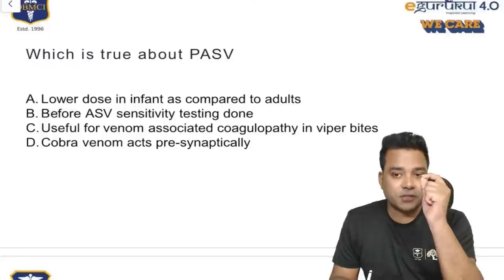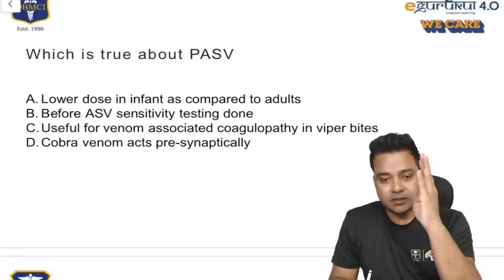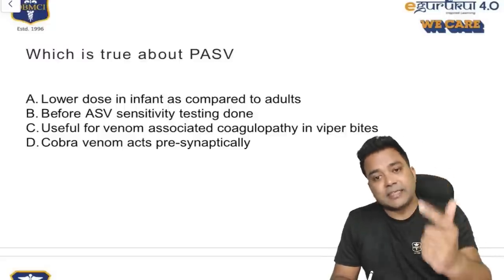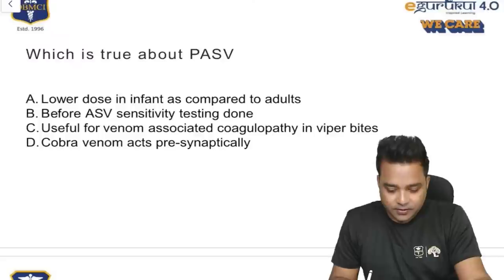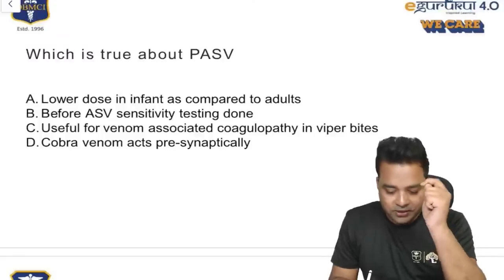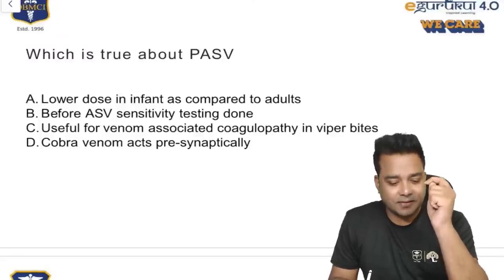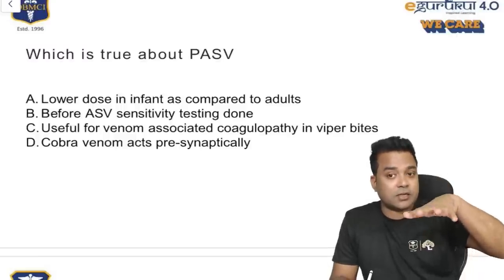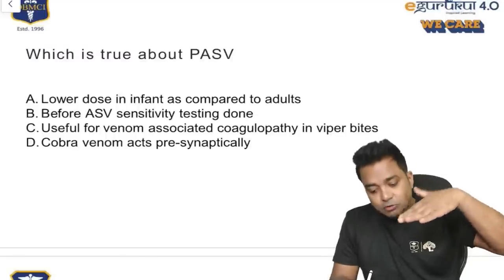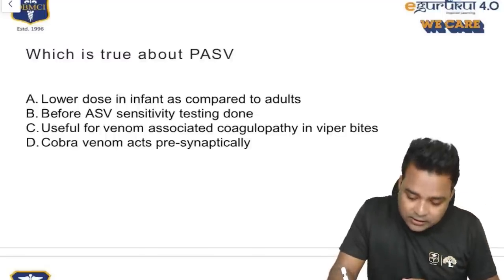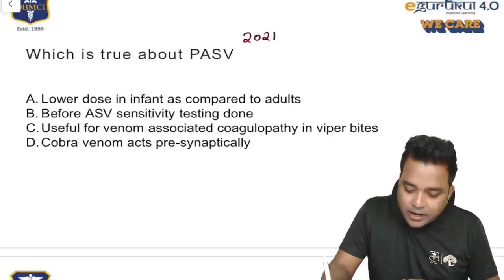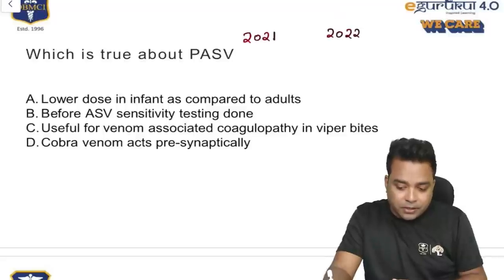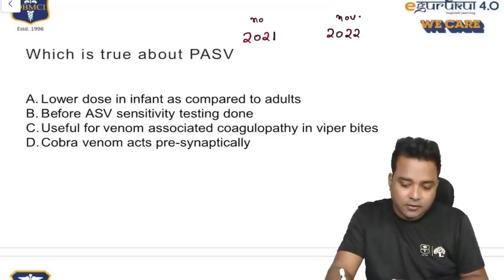Why do we call it polyvalent? Because it is effective against four snake bites: common cobra, common krait, Russell's viper and saw-scaled viper. But it can be used in any snake bite. Always remember. What is true about PSV? Single best answer. You should know all these things. See, these are repeat questions. They have a tendency to come again. This was asked in, I think, 2021, and again a similar question was asked in November 2022. See the correlation.